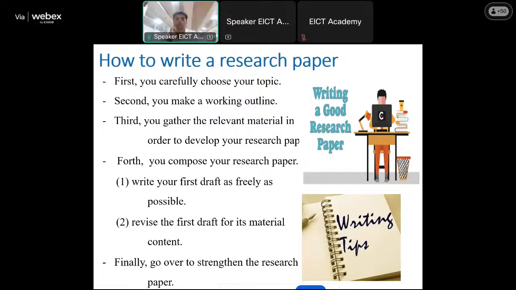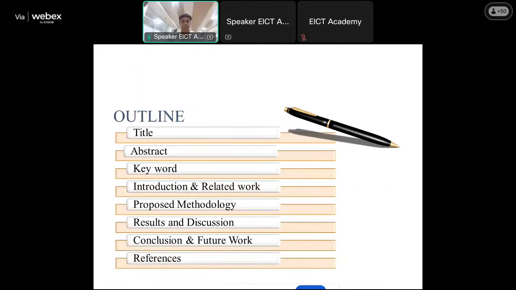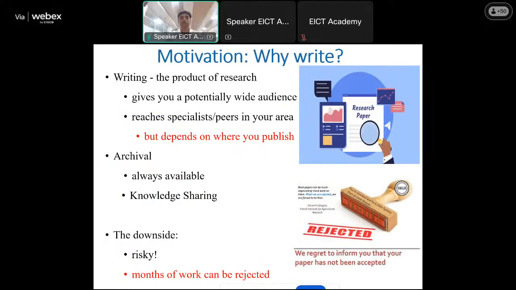Definitely, you compose your research paper, write your first draft as freely as possible. So forget about the page limit, forget about how it will look like. Your first draft is whatever comes into your mind, you write it down. Okay. And then start revising. So revise the first draft from its initial content, and finally shape it into a research paper. Then you retain whatever is relevant to that particular paper. Okay. So motivation, why write?